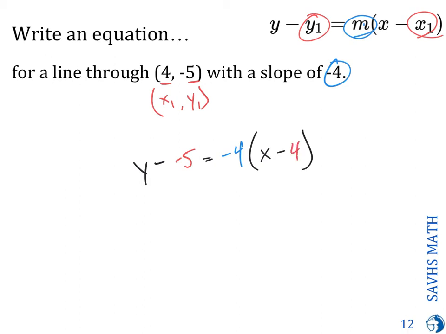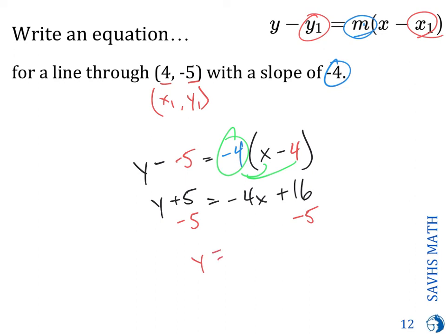Okay. Again, I'm going to distribute and simplify. So I'm going to take this negative 4, bring it through, and then combine all the like terms. Remember that your y minus negative 5 is the same as y plus 5 equals negative 4x plus 16. And then I'm going to subtract 5 from both sides. So then I get y equals negative 4x plus 11. There is your answer.